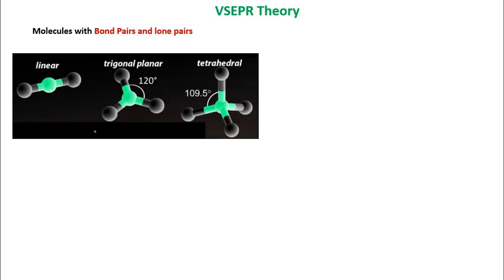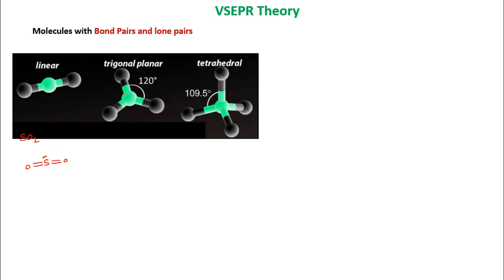All right, let's take here an example of a sulfur dioxide molecule, SO2. So sulfur has 6 electrons, and it forms a double bond with oxygen, another double bond with another oxygen, and this sulfur has one lone pair of electrons. So around the sulfur here, the total number of bond pairs are 3.